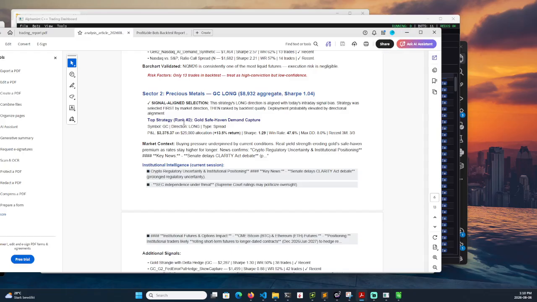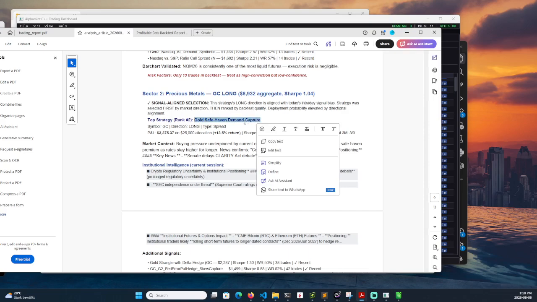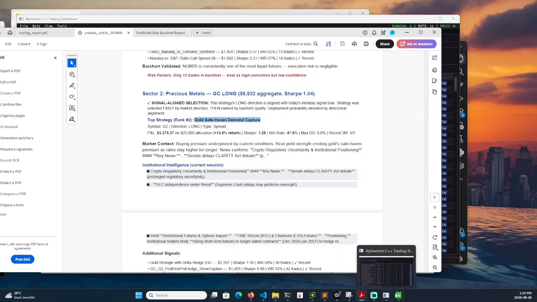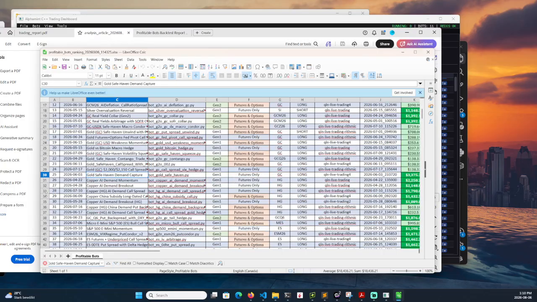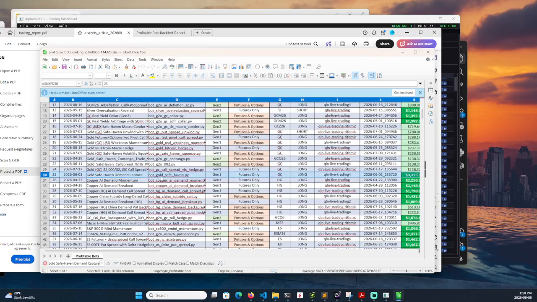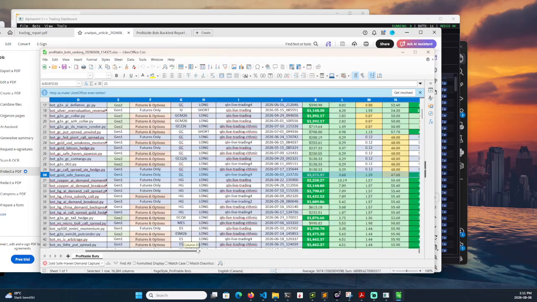Yeah, so it's ranked number 2 on the spreadsheet, gold safe haven demand capture. So if I go in here, let's see if I can find it. So if I look at the spreadsheet, okay, let's see if it's in here. So right here, this is the particular strategy, gold safe haven Python demand capture. It's a generation one. Okay, and it might meet all the metrics I want.